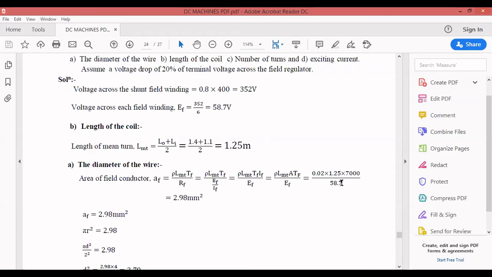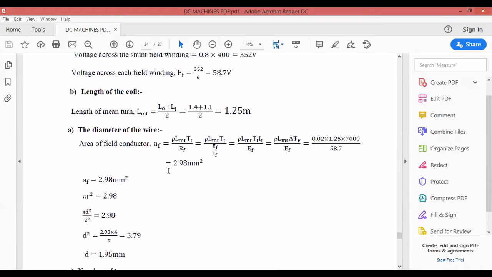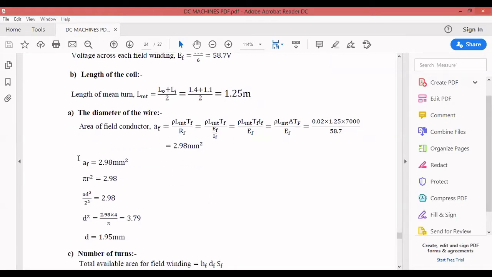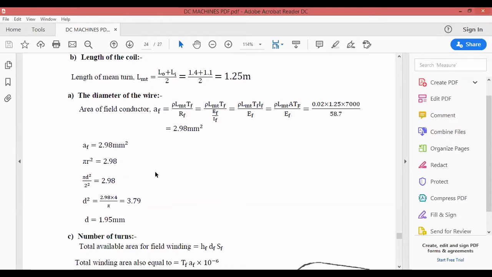If you solve this, what do you get? 2.98 mm square. LMT will be in meter, rho will be in ohm per meter, the meter gets cancelled, and you are left with mm square. So the area of the field conductor will be 2.98 mm square.